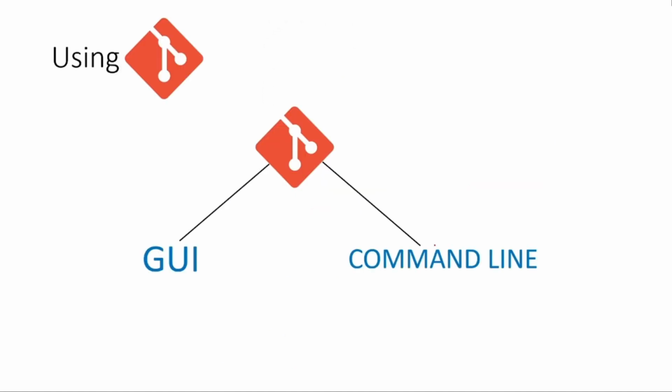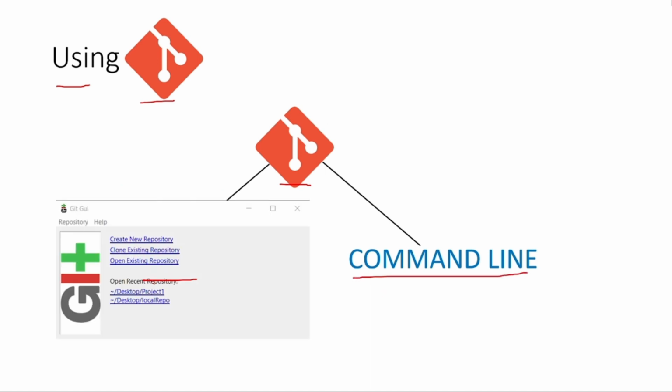Moving on to the next concept, we have using git. Before I go to git commands, I'll tell you one thing: git can be used using a GUI, graphical user interface, like in Windows. We click and a window opens and tells us what we have to do, with multiple options, or we use the command line. Git GUI looks like this: create a new repository, clone an existing repository, open existing repository. That's how git GUI works. You can either use GUI or you can use command line.